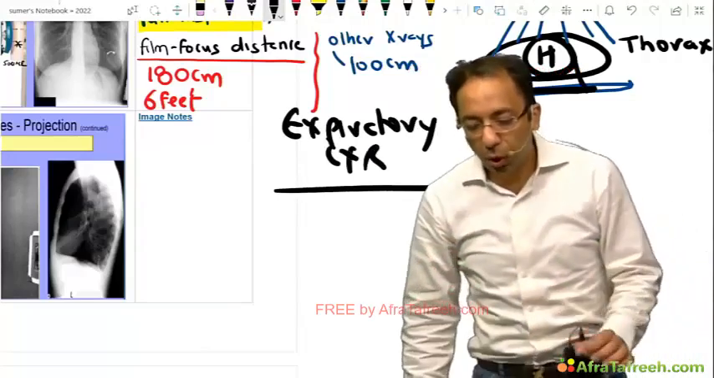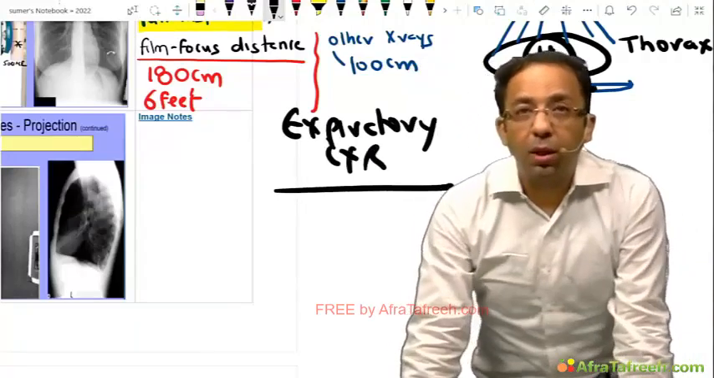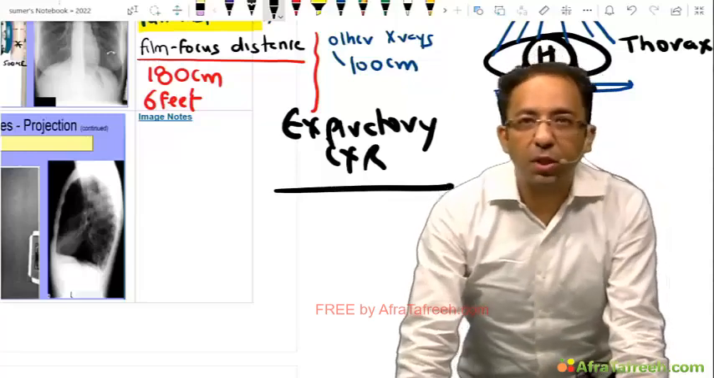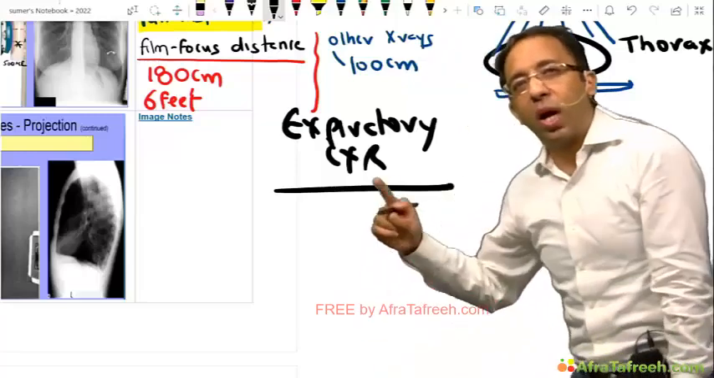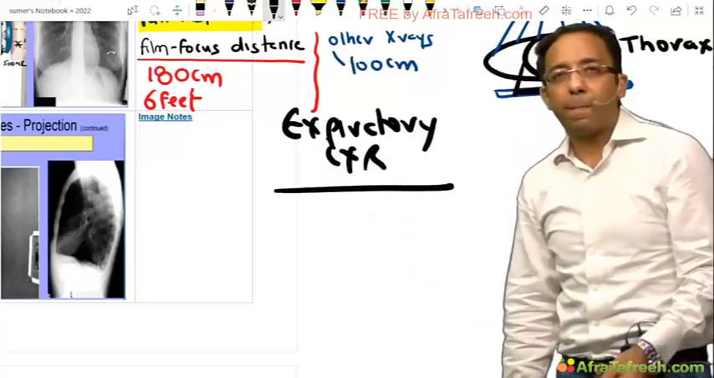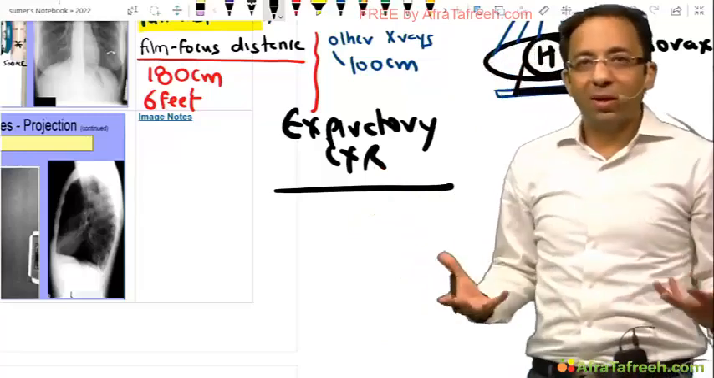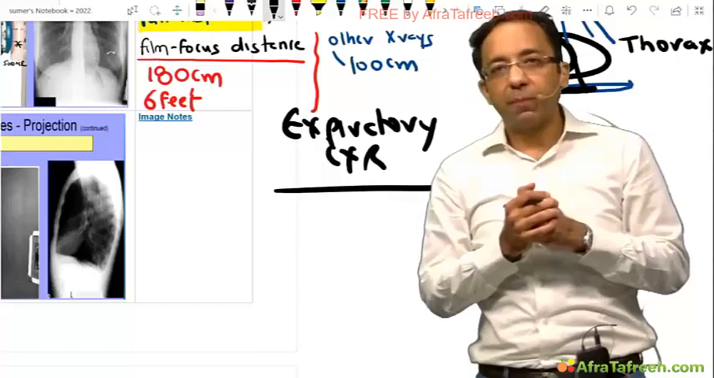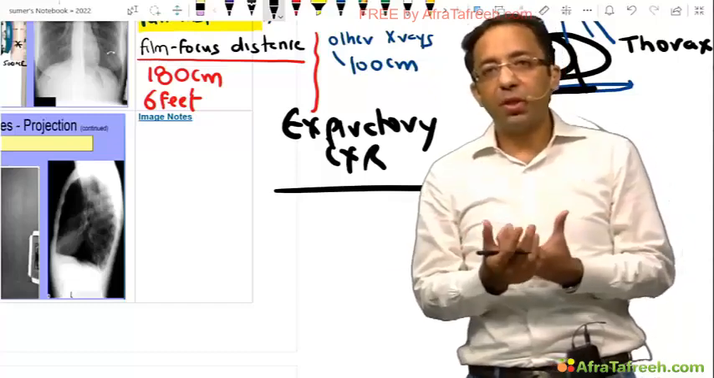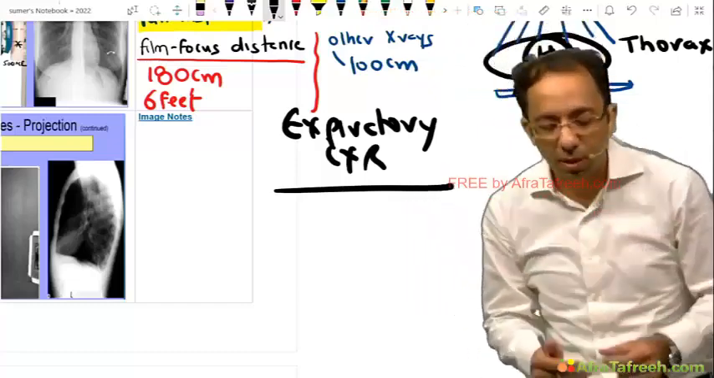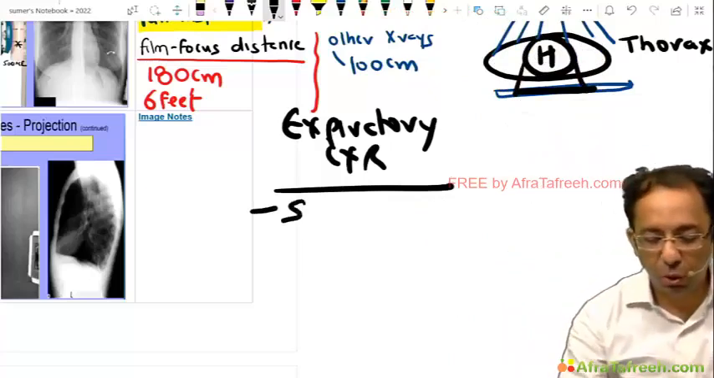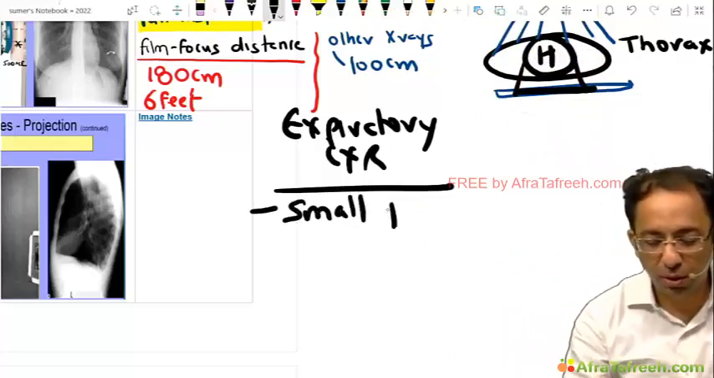I just said that chest X-ray is done in full inspiration. Then why would you do an expiratory X-ray? Anybody? It is the opposite. Normally we do an inspiratory X-ray. Why would we ask the patient to do expiration and then do X-ray? Remember, if we are looking for a small pneumothorax.